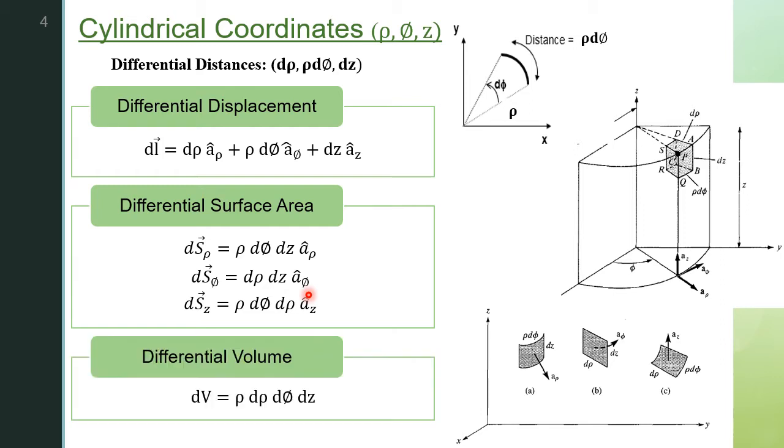And to find the volume, since it is a small approximated cuboid structure, we can multiply the length, breadth and height. So we will get it as rho d rho d phi dz. Thus we have derived the differential length, area and volume in the cylindrical coordinate system.